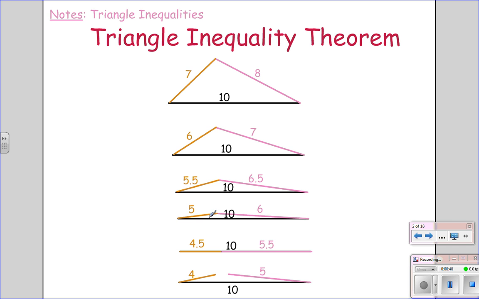So you still get a triangle, but 11 is just barely bigger. So the triangle is getting a little shorter. 4.5 plus 5.5, that's exactly 10. And so you don't get a triangle because those two sides have to be greater than and not just equal to. And finally, 4 plus 5 is 9, and since 9 is not bigger than 10, it won't even join together.